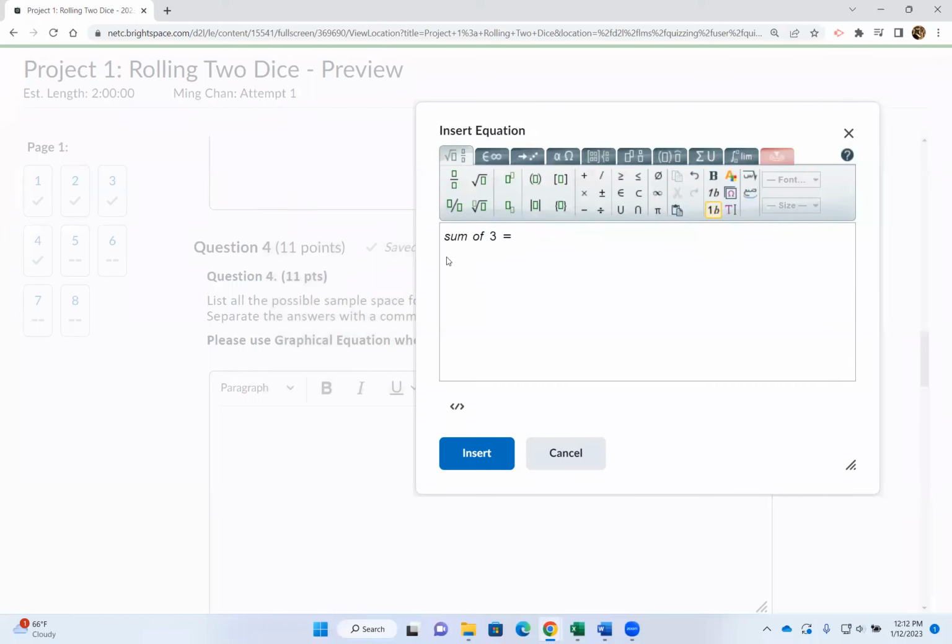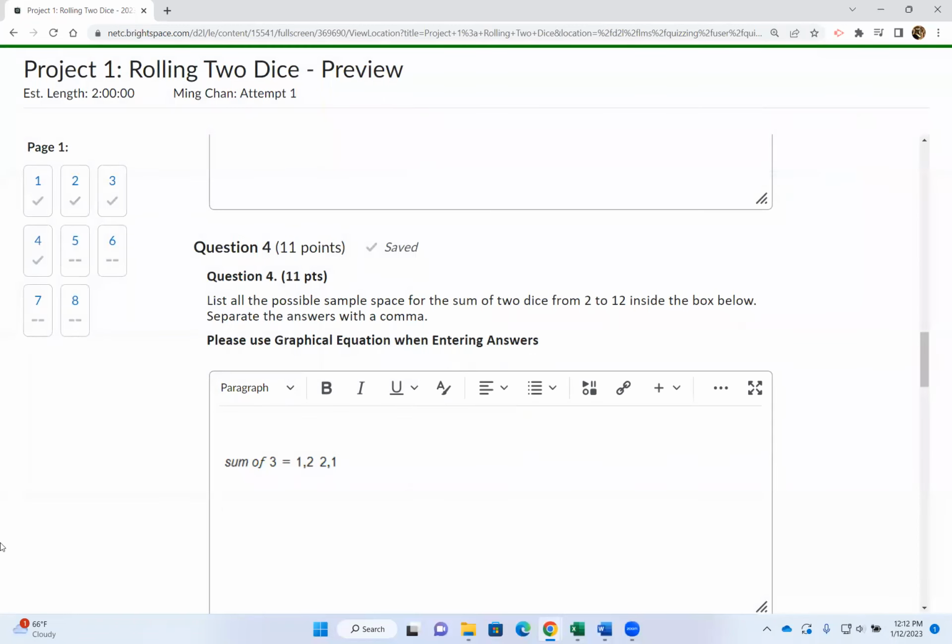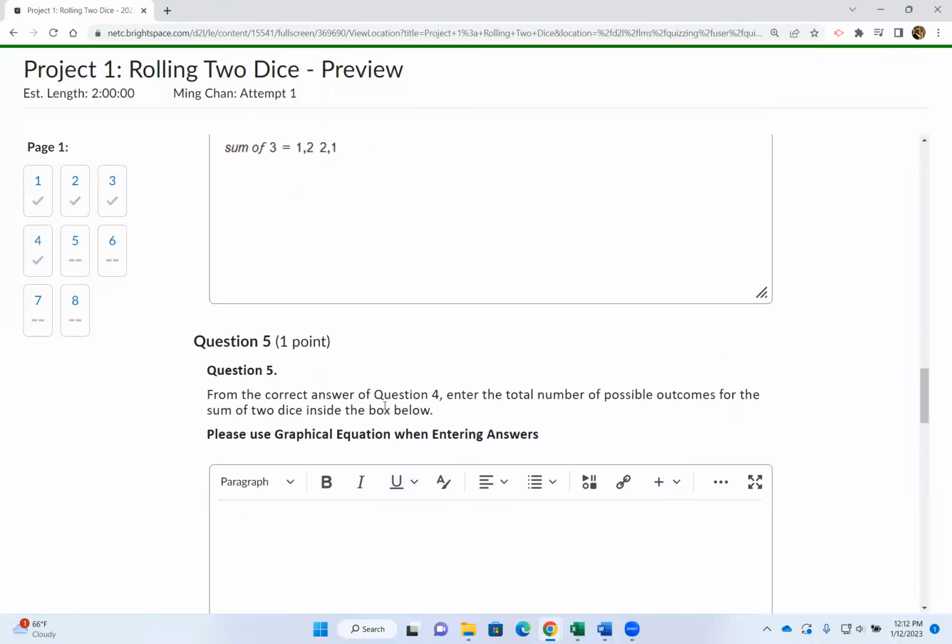So when we roll 2 dice, how can I get a sum of 3? You've got to roll a 1 and a 2, okay? So 1 comma 2, double space, 2 comma 1, right? If you got 1 die says 1, 1 die says 2, that's a sum of 3. If you have 1 die says 2, then 1 die says 1, that's a sum of 3. And insert. Okay, so do that for all the sums from 2 all the way to 12. List all the possible sample space.